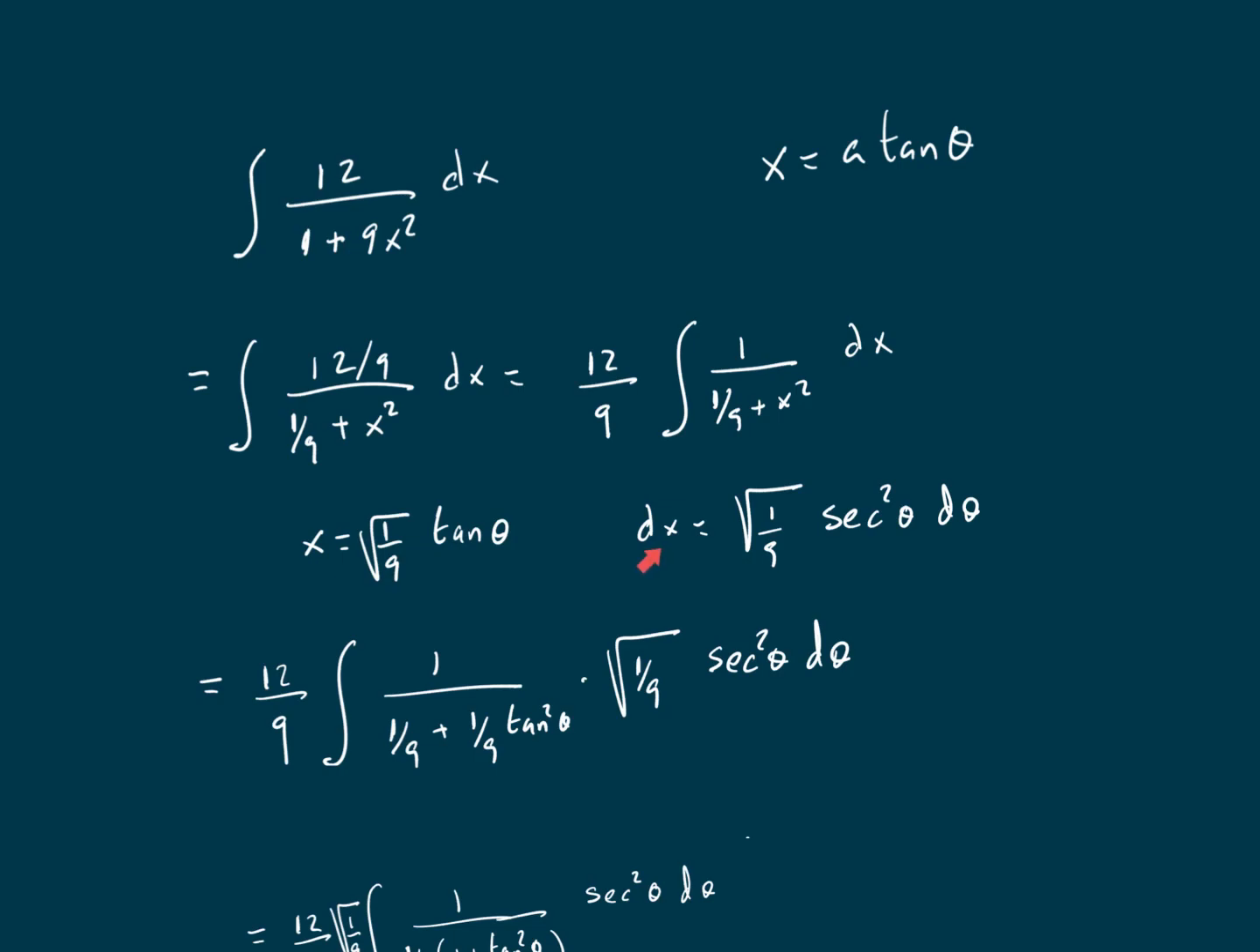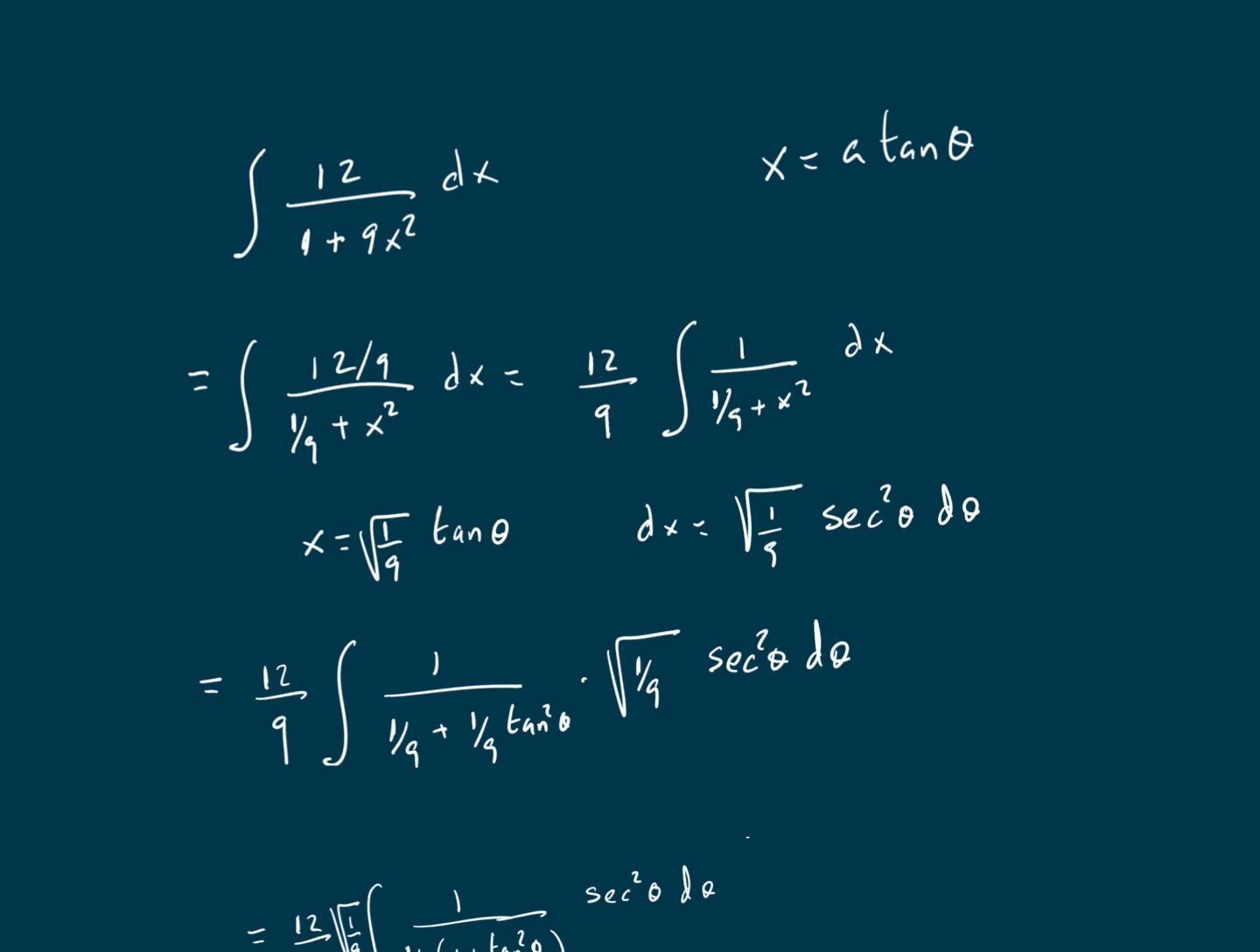So dx will be the square root of 1 divided by 9 times the derivative of tangent of theta, which is secant squared of theta d theta. So this is dx. Let's plug this information into this integral.